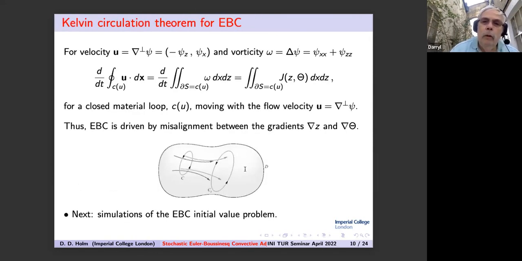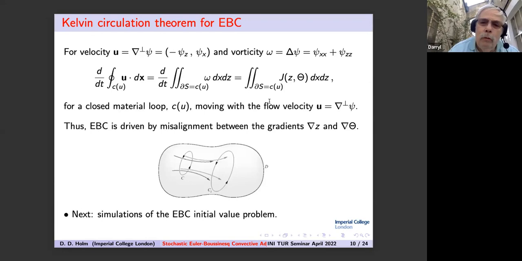So the Kelvin circulation theorem for the EBC, the Euler-Boussinesq convection, is the time rate of change of the circulation, the integration of an Eulerian velocity, u dot dx, following a Lagrangian loop, a material loop. So the velocity of the loop is the transport velocity, and the velocity in the integrand is the momentum per unit mass in an inertial frame, so it's Eulerian.